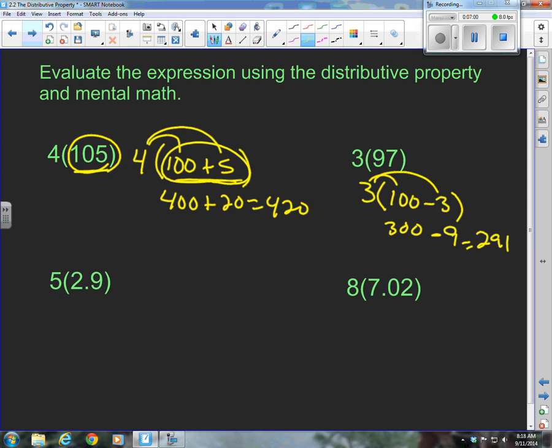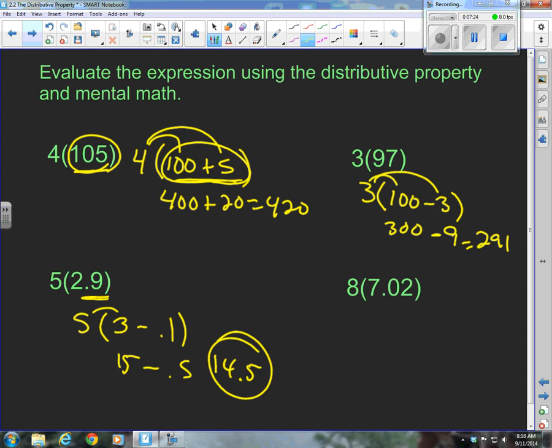What about 2.9 down here? Well, who wants to multiply that in their head? Nobody. But could I do this? 3 minus 0.1. That's a lot easier to multiply. 5 times 3 is 15. 5 times 0.1 is 0.5. What's 15 minus 0.5? Well, that is 14.5. That is a whole lot easier to do with mental math and distributive property than multiplying 2.9 times 5.